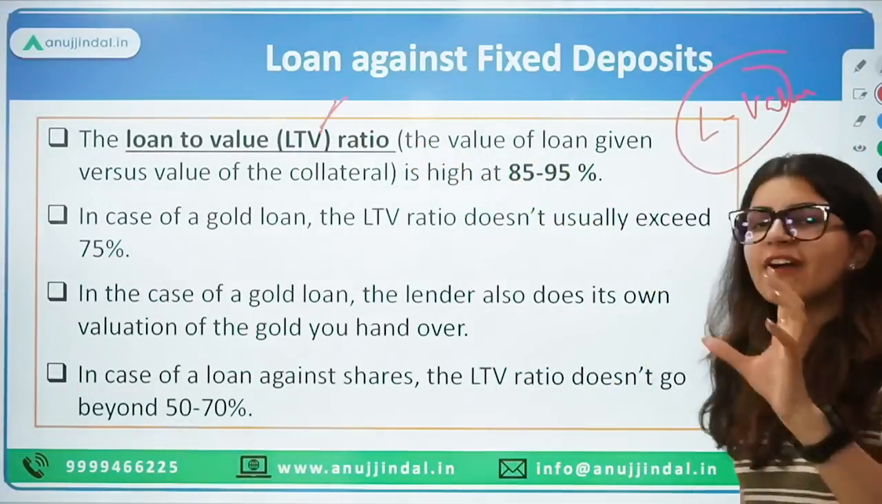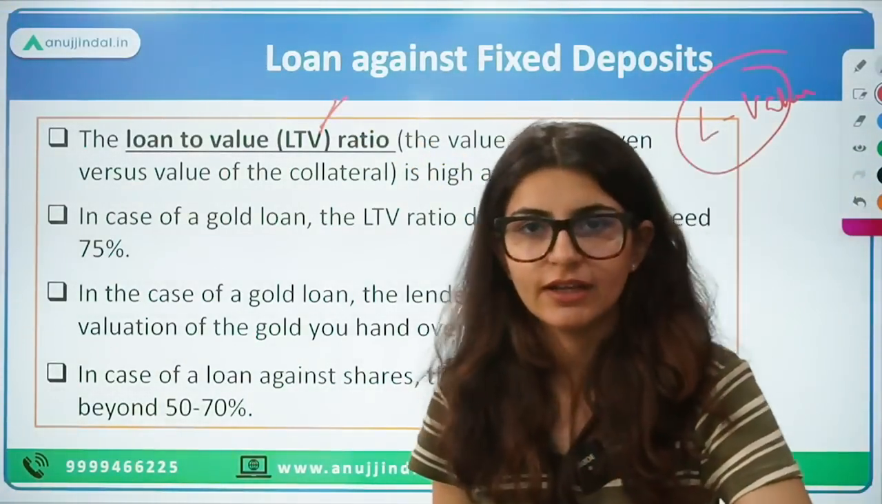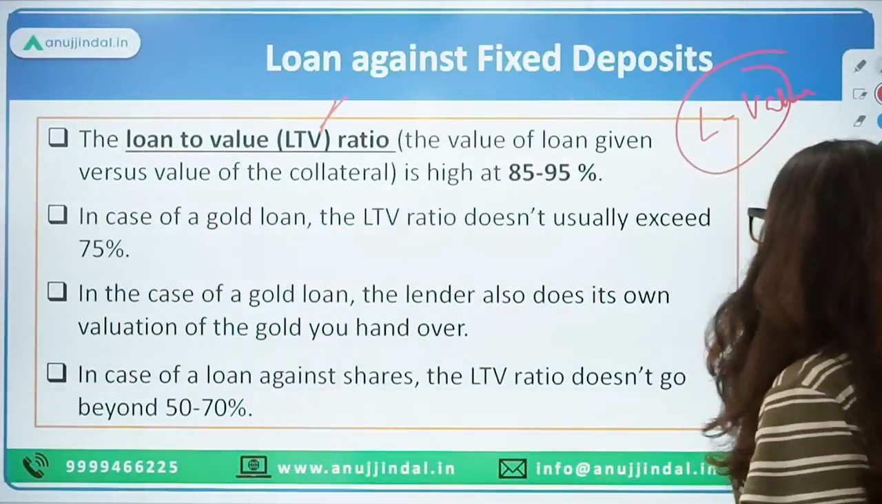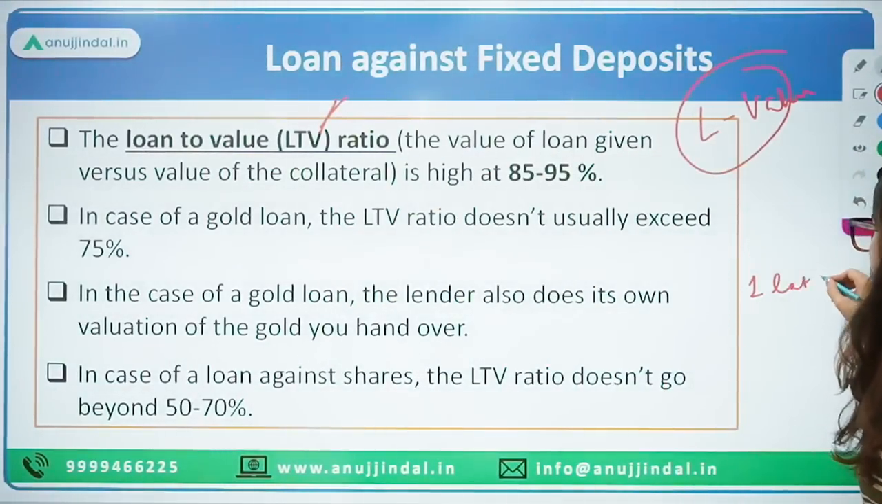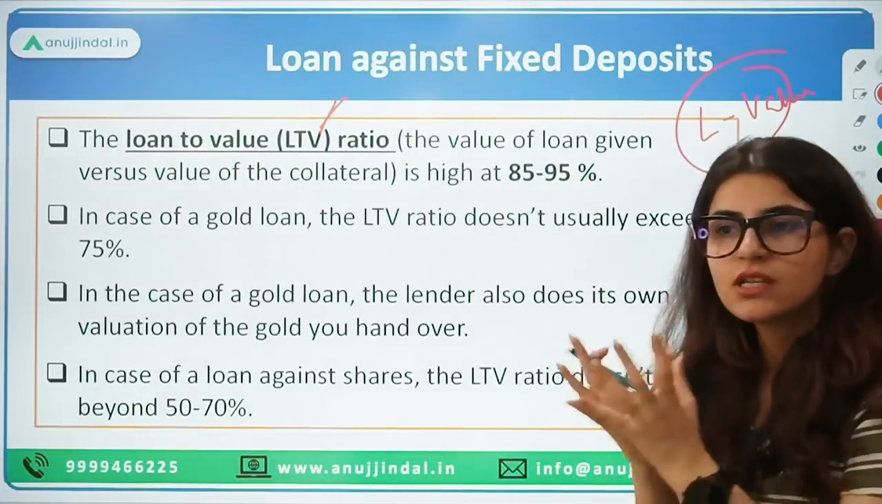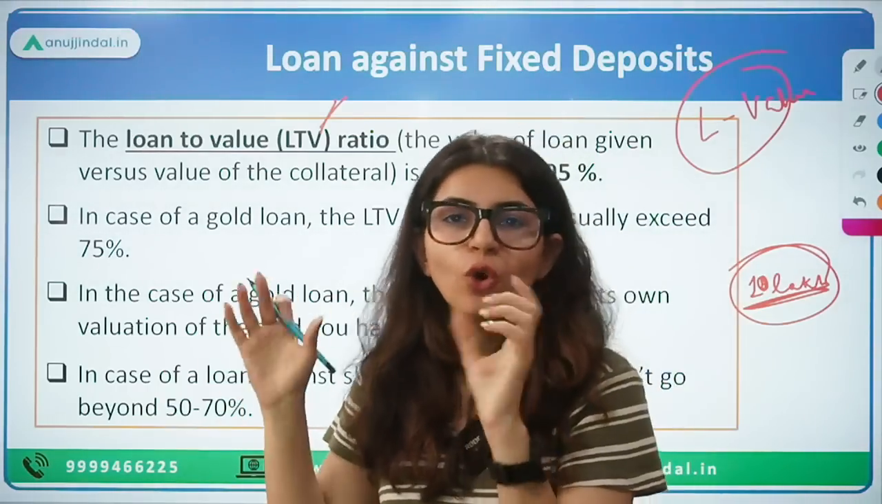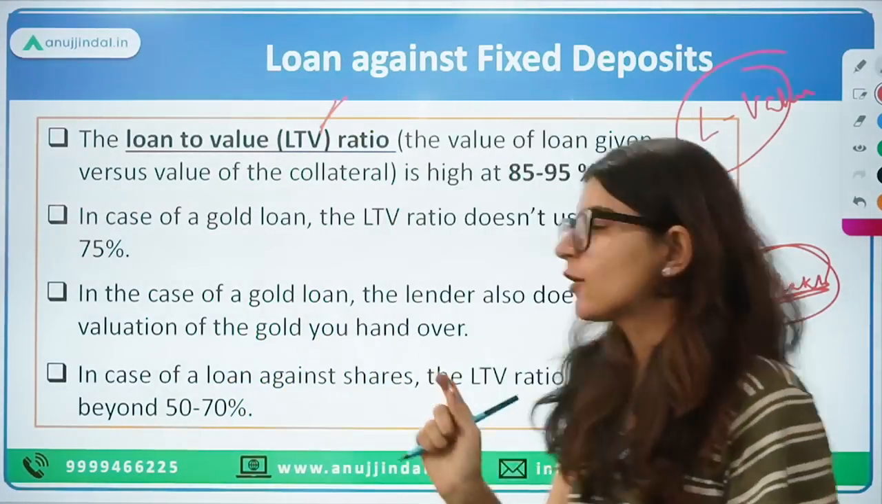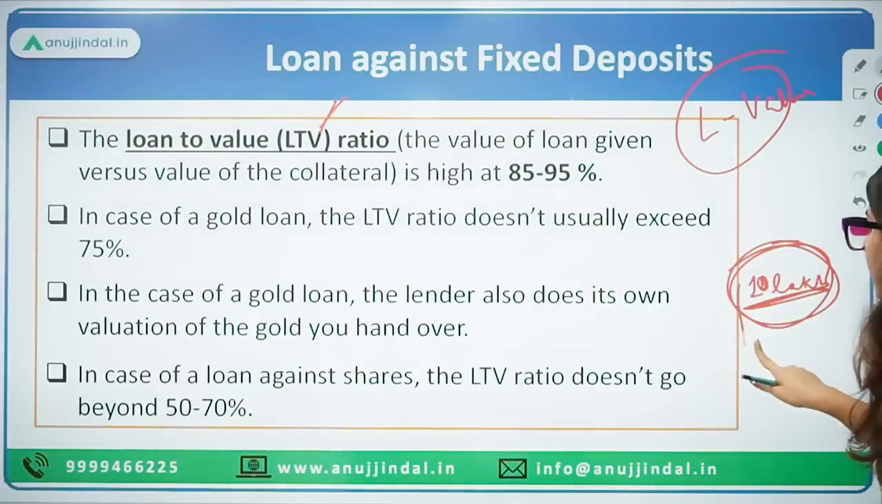Here the value means the value of the collateral that you are giving. Let's suppose I had gold worth 10 lakh rupees. The amount of loan that I can take on this gold bullion, or gold bond, or let's say gold coin that I have, is not up to 10 lakh rupees. Usse kam amount ka main loan le sakti.